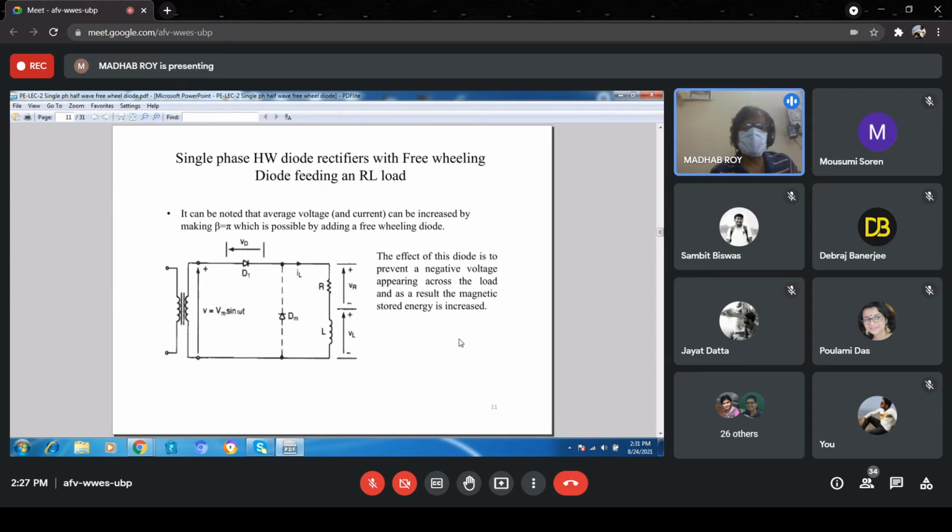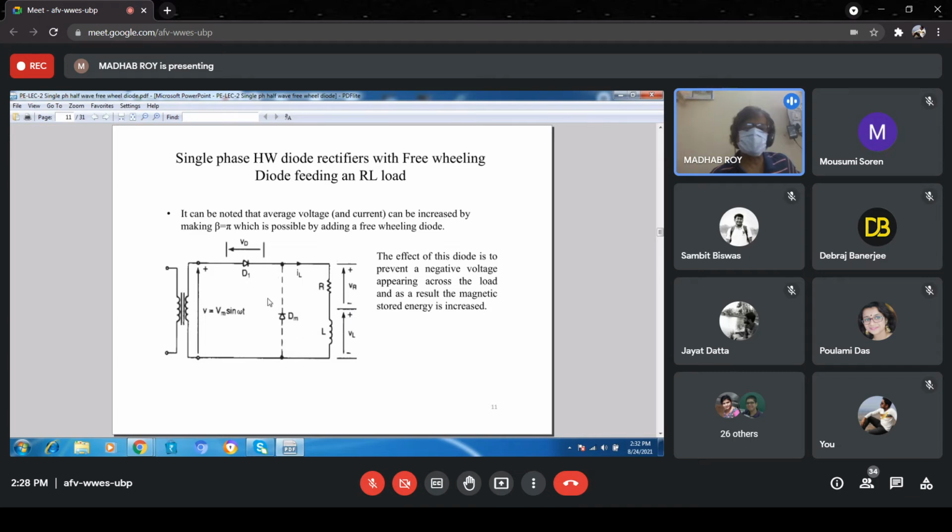Now we go for the freewheeling diode. What is the freewheeling diode? It means that if we put a diode across the load with the polarity like this, then when one diode is forward biased, this diode will be in reverse bias. You have to connect this freewheeling diode across the voltage source so that when one is forward biased, this diode is in reverse bias. That can only happen when you put the diode across the load like that.